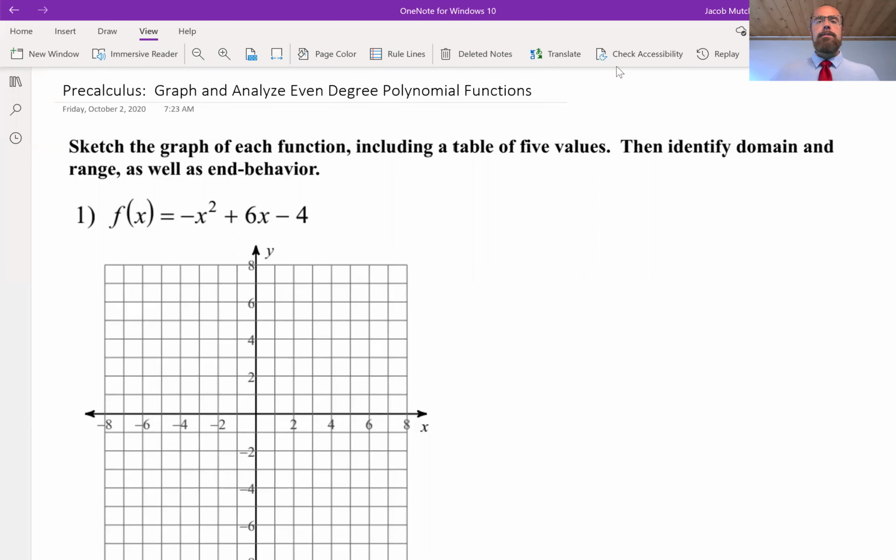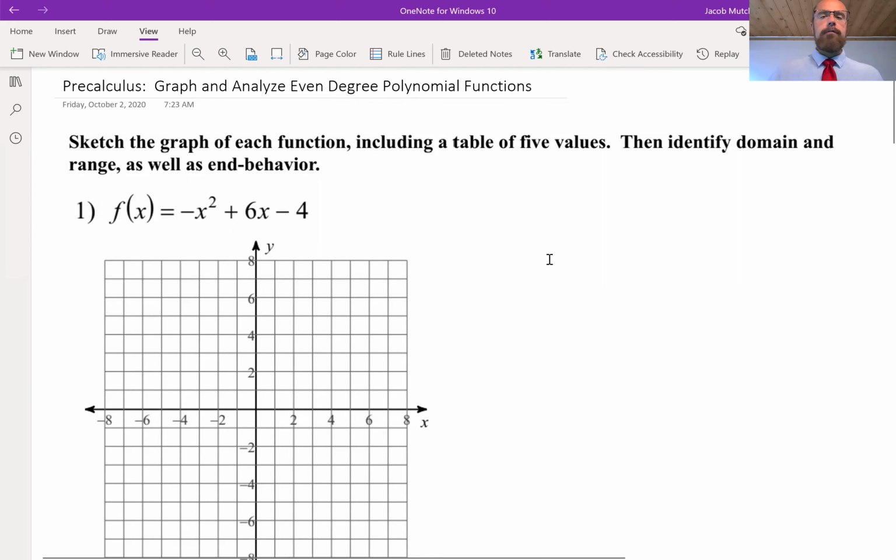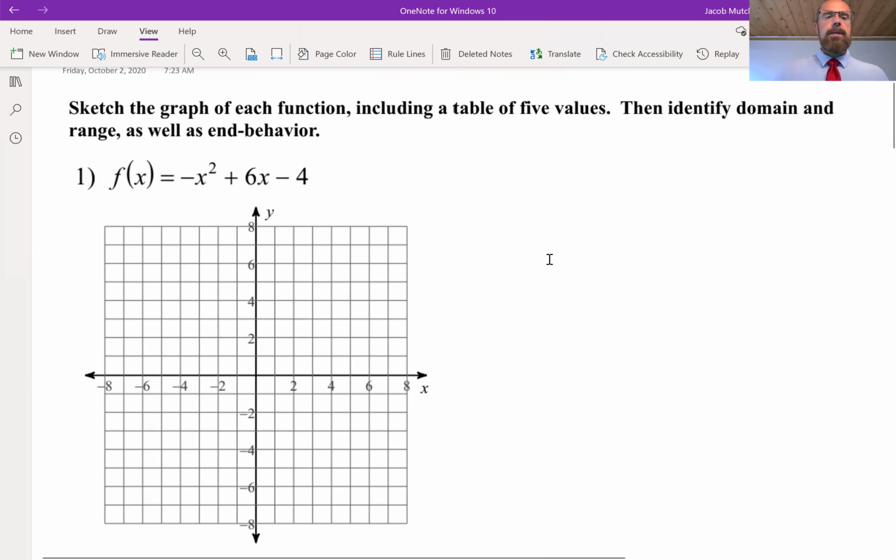Welcome to Pre-Calculus. Today we will investigate polynomial even degree functions, focusing on graphing and analyzing for domain, range, and end behavior. We'll take a look at two examples. Our first example is a quadratic function. Our instructions say sketch the graph of each function, including a table of 5 values. So we'll graph our function by using a table. Once we have our graph, we want to identify domain, range, and end behavior.